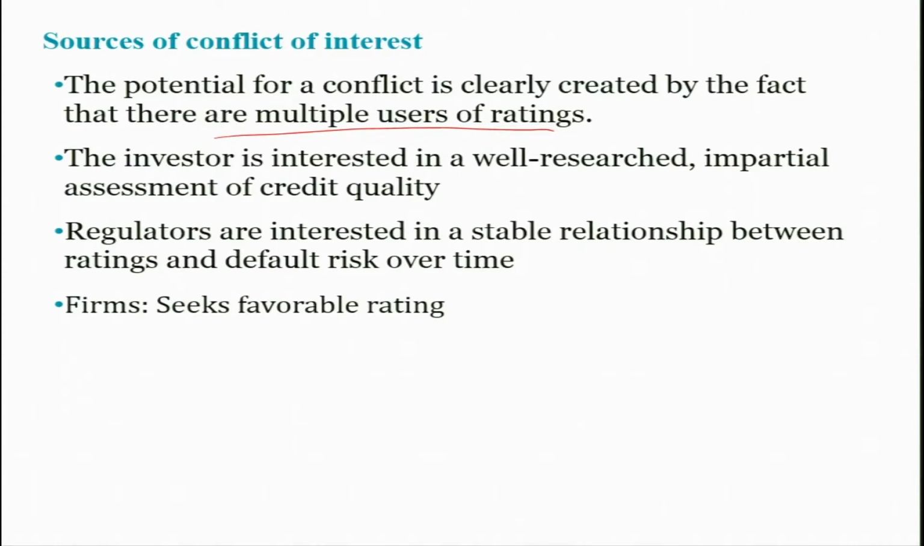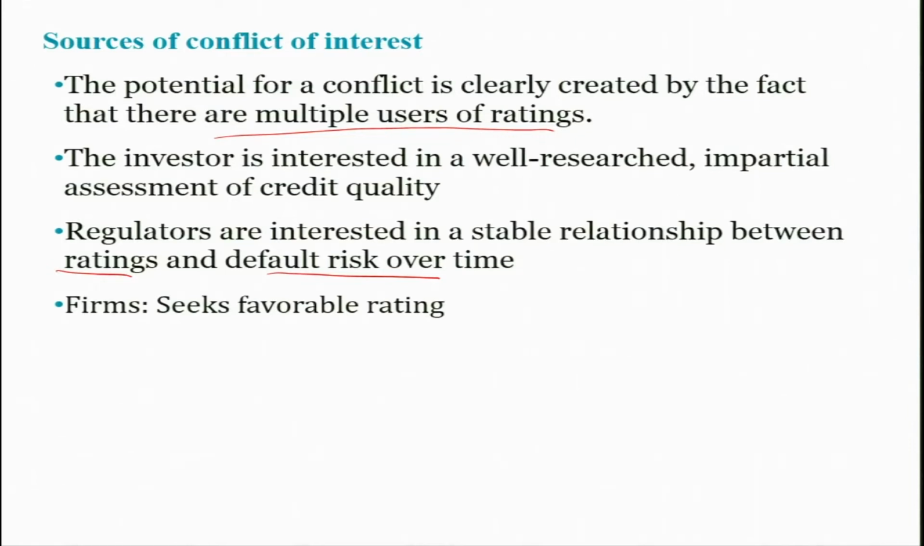And coming to the regulators, regulators are interested in a stable relationship between the ratings and default risk over time. So they want to see what is the credit rating received by a firm and its debt instruments, and that there is a high correlation between the ratings and the default risk over time. If regulators see a robust correlation between both, they can ensure that the rating mechanism is more credible and impartial, right?